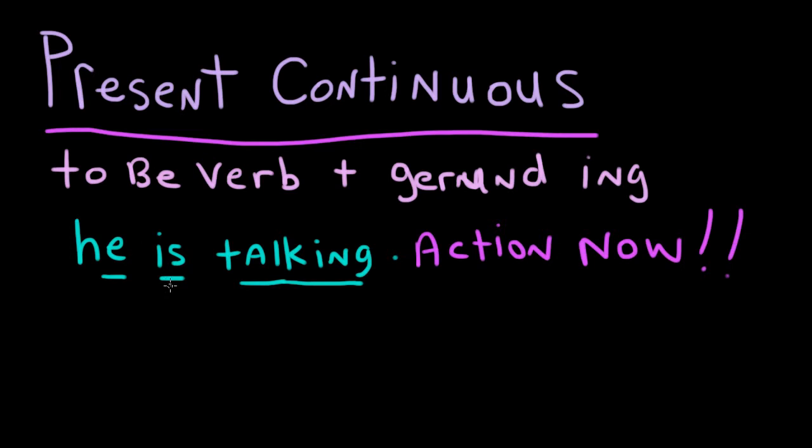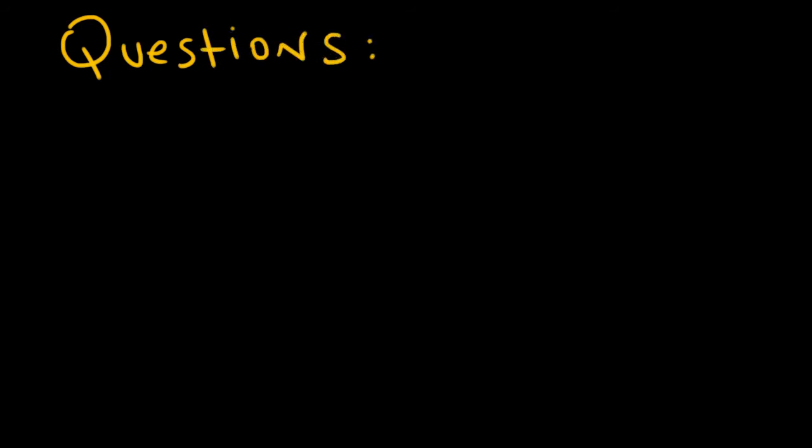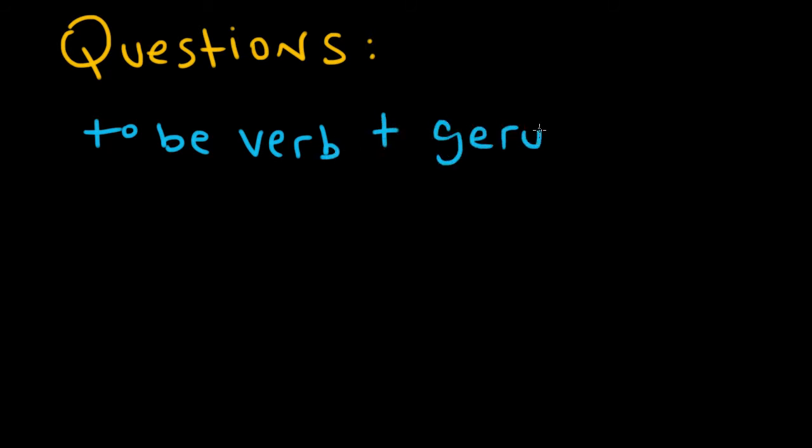Let's look at examples of making questions in the present continuous. So, how do we make a question in the present continuous? Do you remember? Okay, so we make a question in the present continuous by putting the to be verb first, and then the verb in the gerund. But we also put the subject there. Let's look at an example.